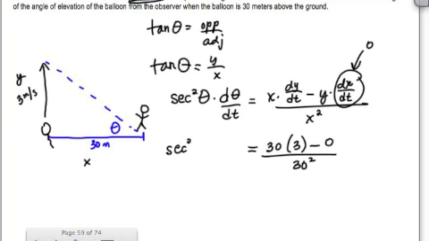Now I need secant squared theta. I need to find theta. Is it 0 because it's not changing? Yep, dx over dt is a constant 30 meters. So she's not moving closer to the balloon at all. It's just already there.